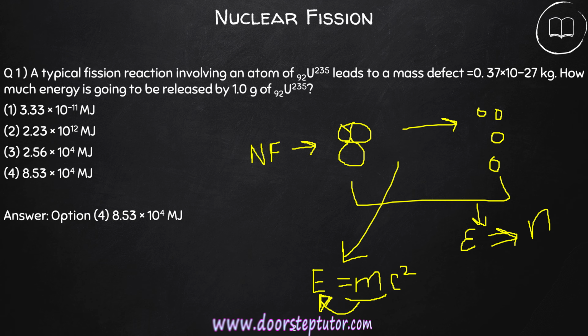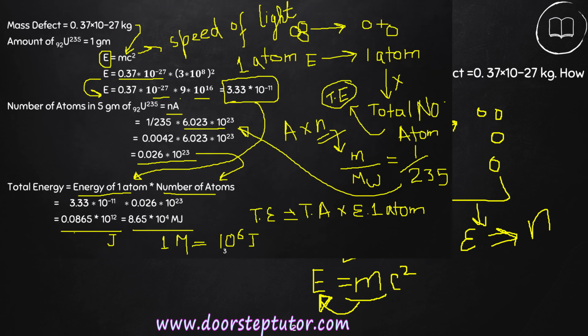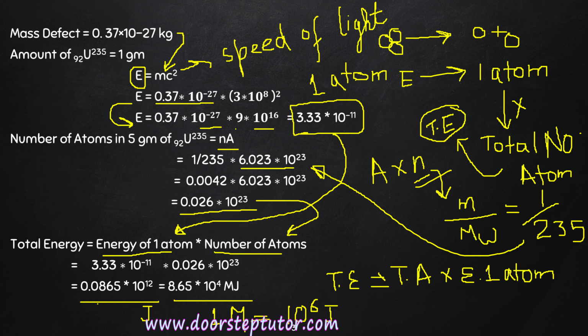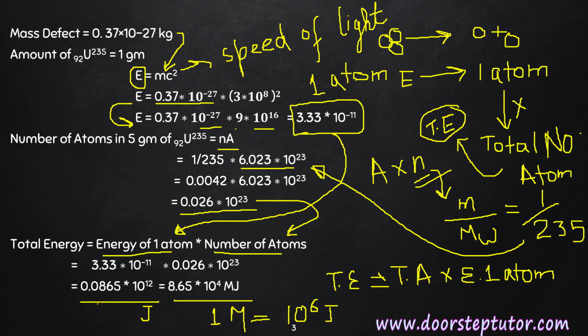So let's see how we'll solve this question. In this question, what we have to do is we have to calculate the energy produced. We'll solve this in two steps. That is, first we'll calculate the energy produced by one atom, by splitting of one atom.